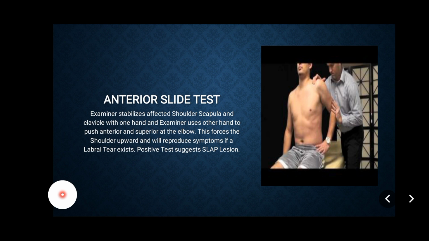The second test we can perform to confirm our diagnosis is the anterior slide test. Here you can see the examiner stabilizes the affected shoulder, scapula and clavicle with one hand, and the other hand pushes anterior and superior at the elbow. Anterior and superior force will be applied. This forces the shoulder upward and will produce symptoms if a labral tear exists. A positive test suggests that SLAP lesion is present.